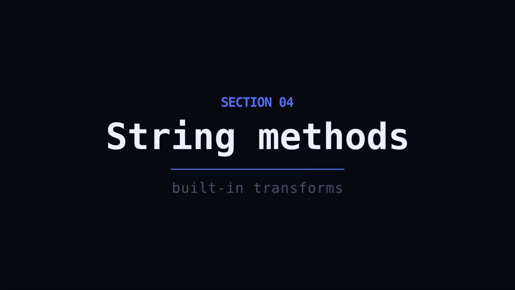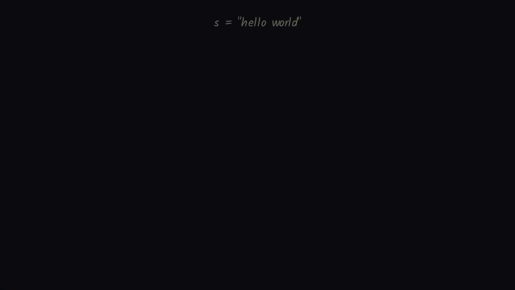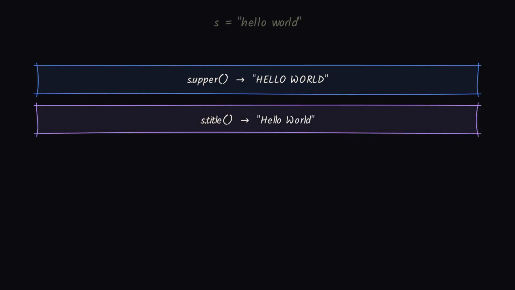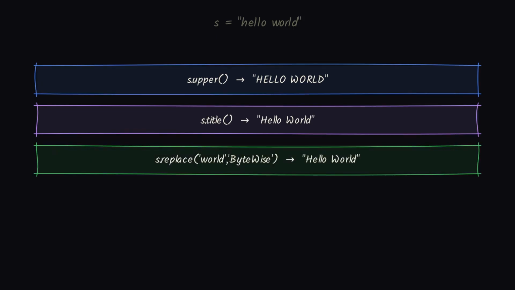Every string carries its own toolbox. We'll start from a plain lowercase phrase, hello world, and transform it 3 ways. .upper returns the entire phrase in capital letters. .title capitalizes the first letter of each word, handy for names and headings. And .replace swaps one piece of text for another, handing back the edited copy.